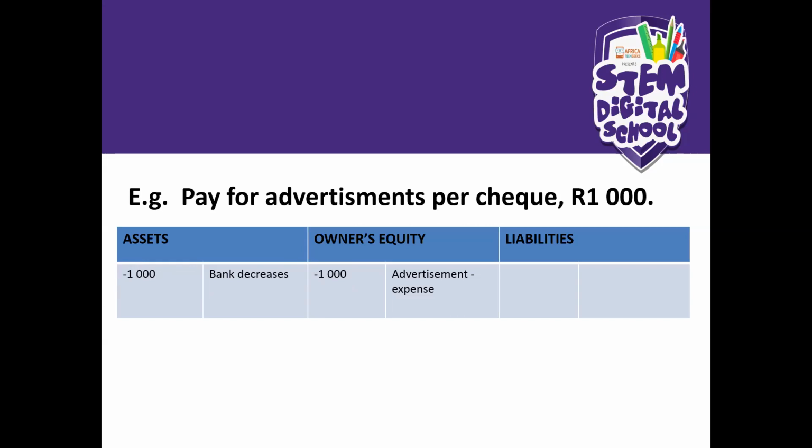So let's say it was for paying the telephone bill, then you will still have the minus and the amount with assets, because the bank is decreasing, and then you also have minus and the amount with owner's equity, but then you just say it is the telephone that is going to be an expense.